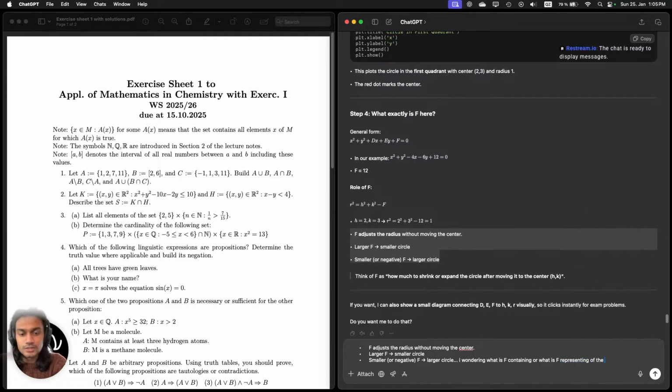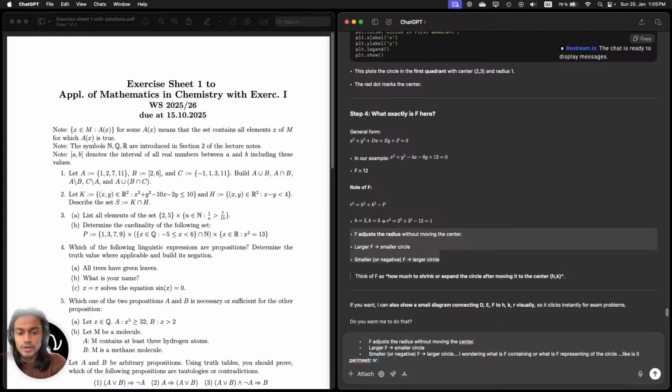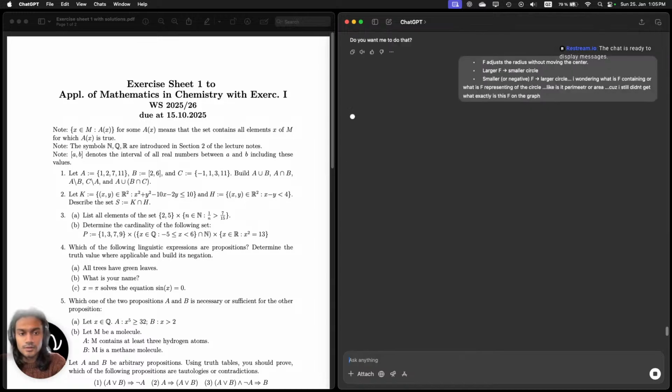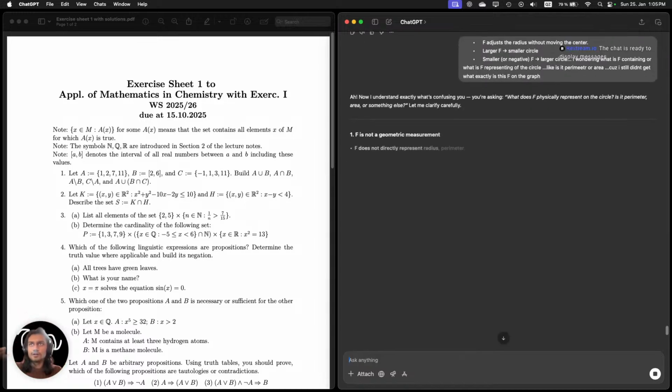Of the circle or in the circle, I don't care about the grammar right now. Is it perimeter or area? Because I still didn't get what exactly this f is on the graph or on the figure.